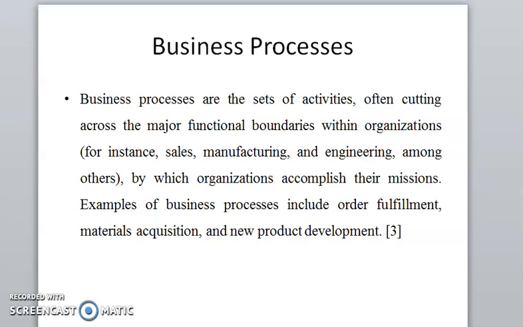Business process in the organizational context. Business processes are the set of activities, often cutting across the major functional boundaries within organizations, by which organizations accomplish their missions. Examples of business processes include order fulfillment, material acquisition, and new product development.